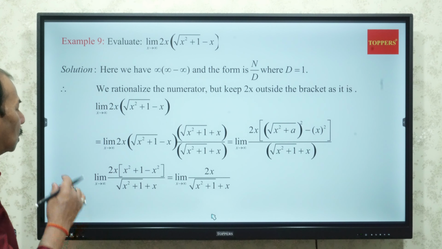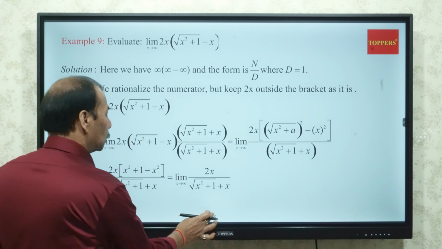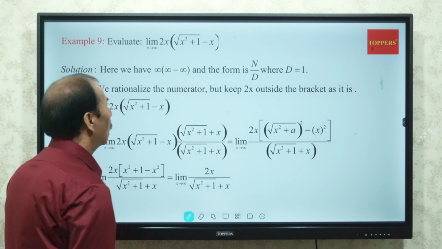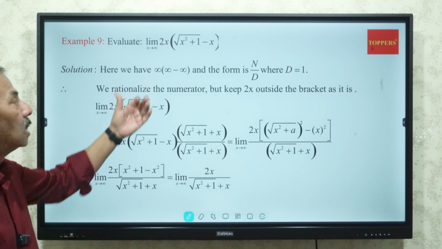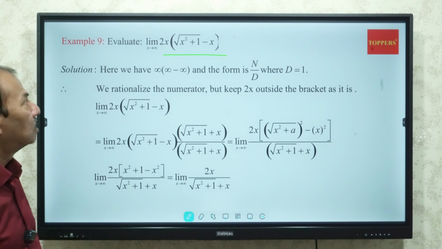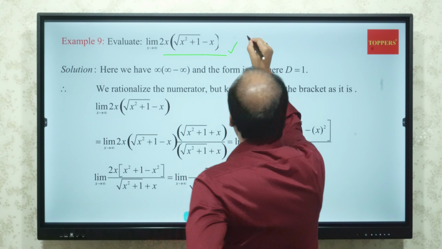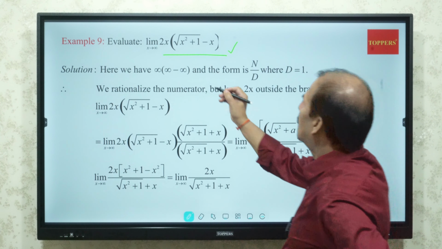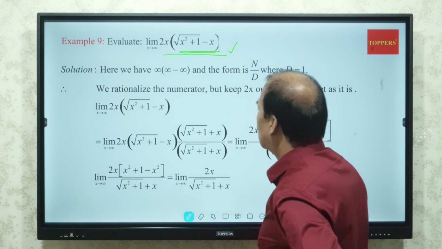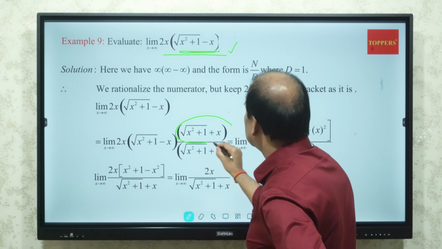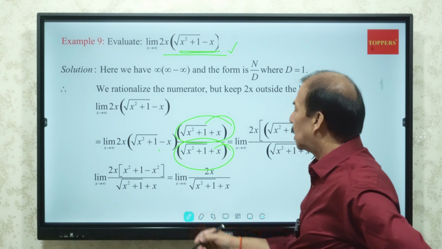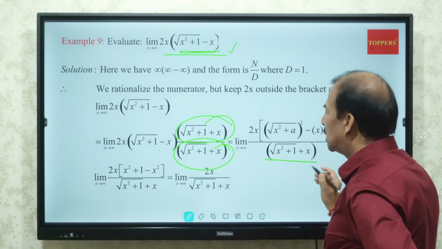So if you see this question, here again this is an irrational function, 2x into square root of x square plus 1 a minus of this x. So again we will multiply its numerator and denominator by the conjugate of this, that is square root of x square plus 1 a minus of x. So again here you can say this is multiplied in the numerator and this is again in the denominator by the conjugate of this. After simplifying we are getting this relation.